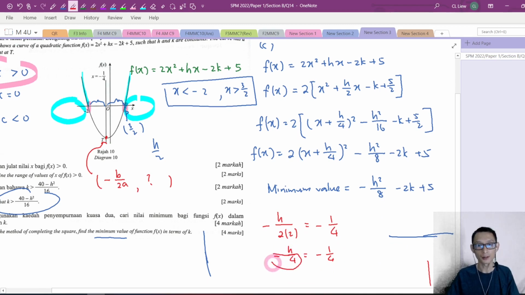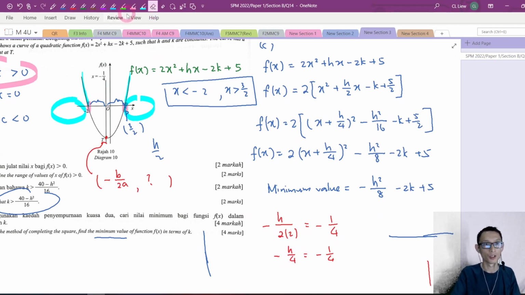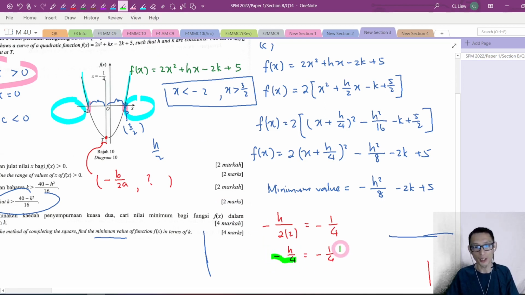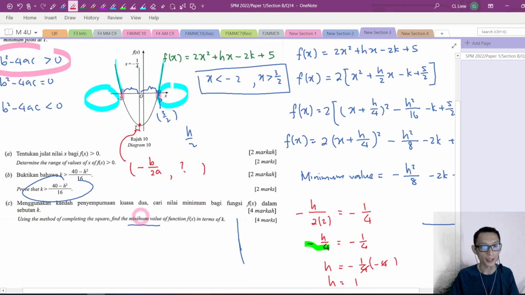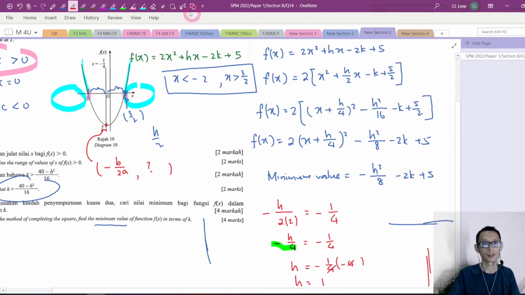This whole thing, let me use another color. This whole thing, I bring it to another side. It becomes h is equal to negative 1/4 times negative 4. Cancel up. So h is equal to negative, negative become positive. h is equal to 1. So you just bring in the 1 over here and press your calculator. Oh, sorry. The k, let me see the k. We don't need the k because the question asks us to find the minimum value of the function f of x in terms of k. So the k is okay. Just give our answer in terms of k.